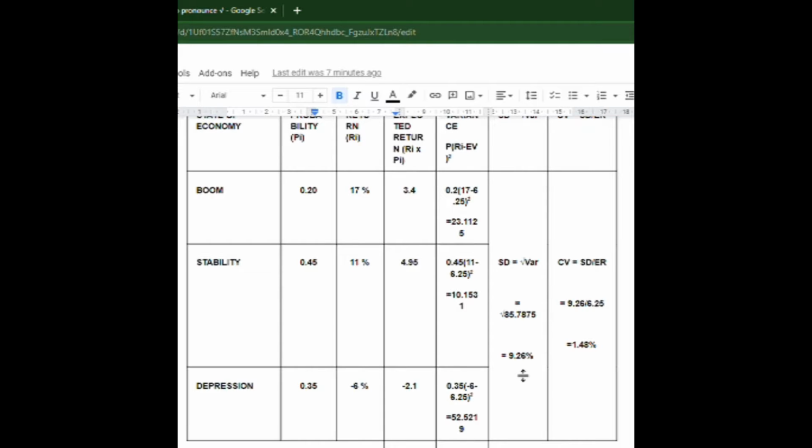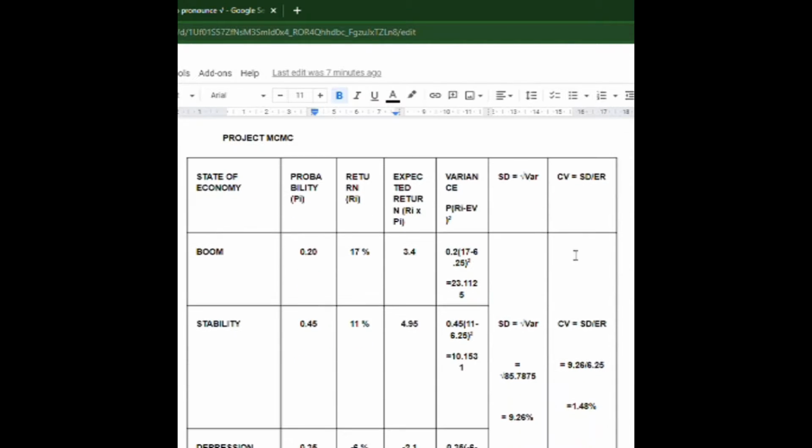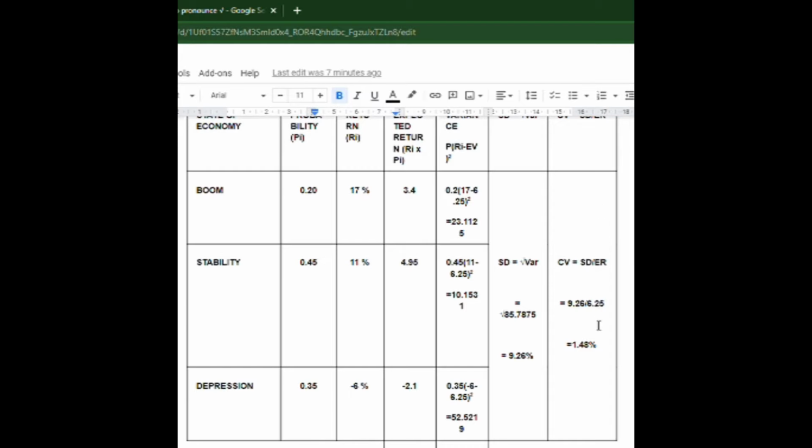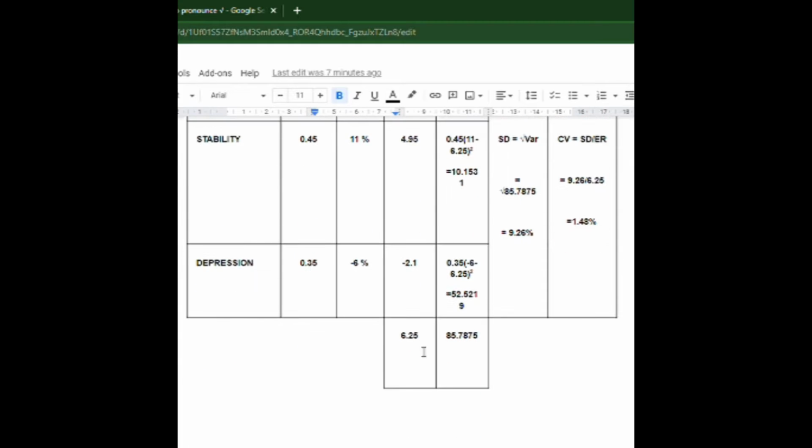After that, we go to CV, coefficient of variation. SD divided by ER, very easy. SD here, you got 9.26, divided by ER, 6.25. ER is expected return, so 6.25. Then you get the answer 1.48.